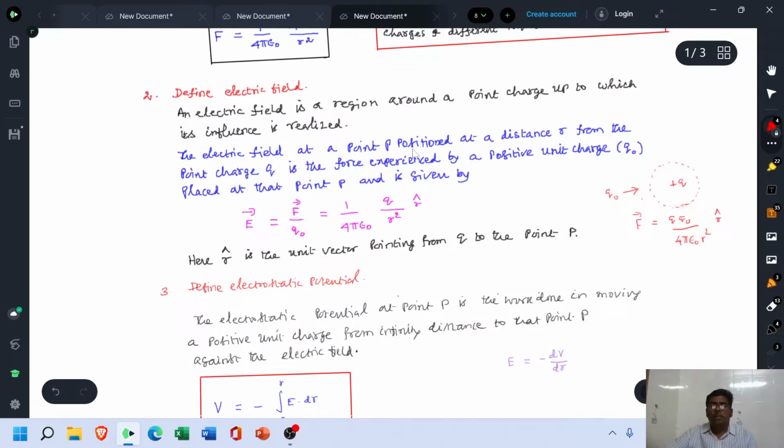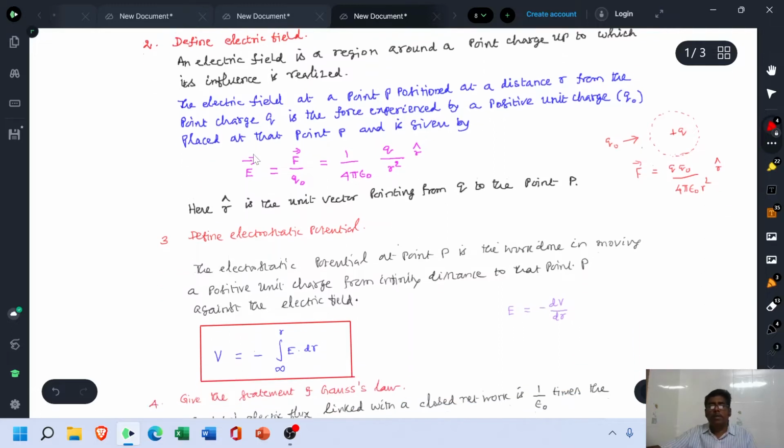The electric field at a point P positioned at a distance r from the point charge Q is the force experienced by a positive unit charge Q0, that is the test charge, placed at that point P and is given by E equal to F divided by Q naught, that is equal to 1 by 4 pi epsilon naught Q divided by r square into r cap. And r cap is a unit vector pointing from Q to the point P. This is the electric field.